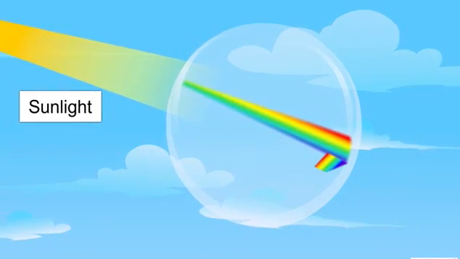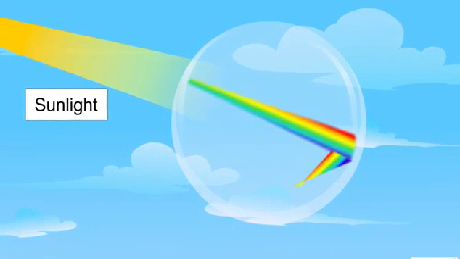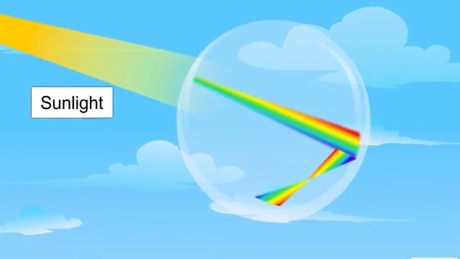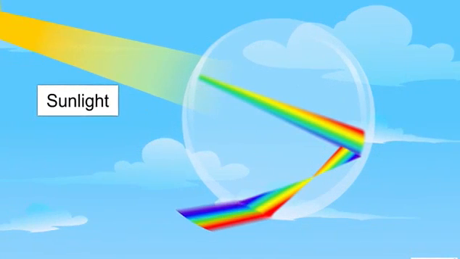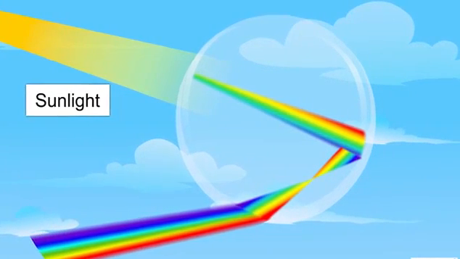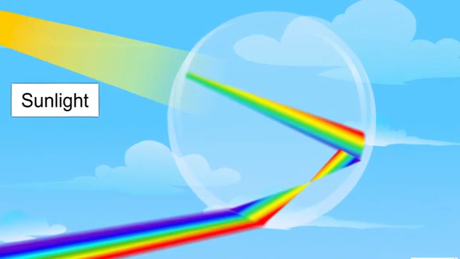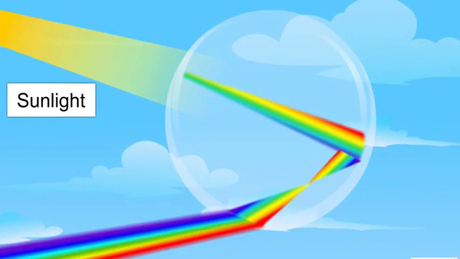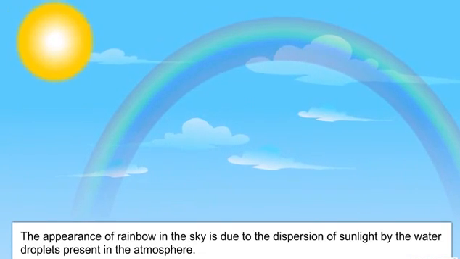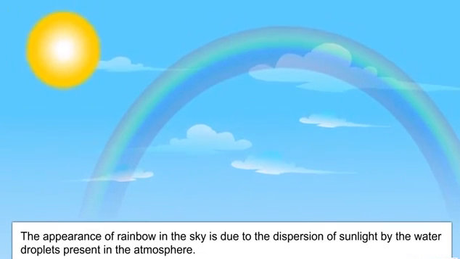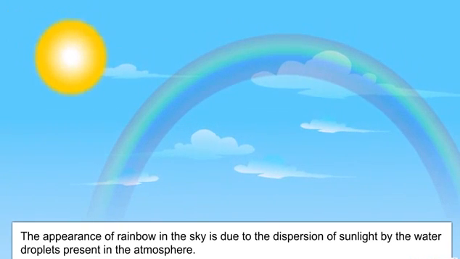When this band strikes the other edge of the drop, it gets reflected internally towards the first edge of the drop. As the band reaches the first edge, it gets refracted again and finally comes out of the raindrop. This band of colors which finally comes out of the raindrop is what we see as a rainbow. A rainbow is always formed in the direction opposite to that of the sun. Thus, the appearance of a rainbow in the sky is due to the dispersion of sunlight by the water droplets present in the atmosphere.